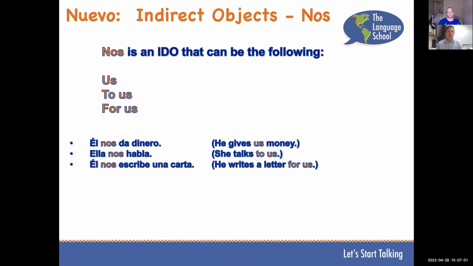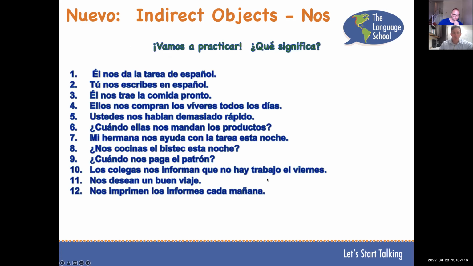All right, let's talk about our indirect object pronouns. Nos means us, to us, or for us. Okay. Can you read these examples to me? Sí. Él nos da dinero. Ella nos habla. Él nos escribe una carta.